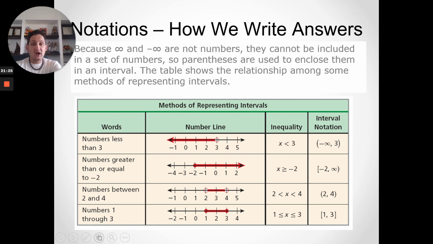So we see here, I'm all of the numbers less than 3. So I'm an open dot here, and it goes on forever in the negative direction.